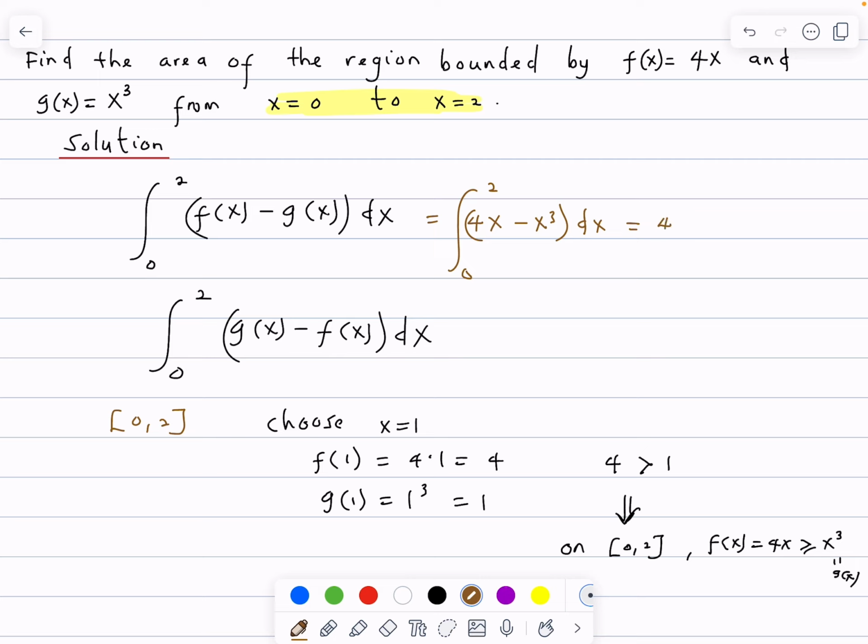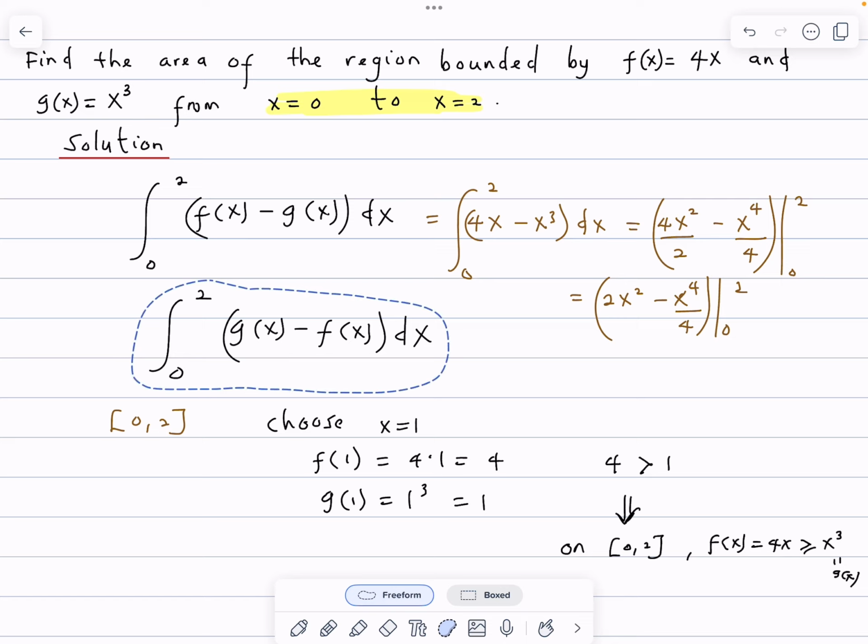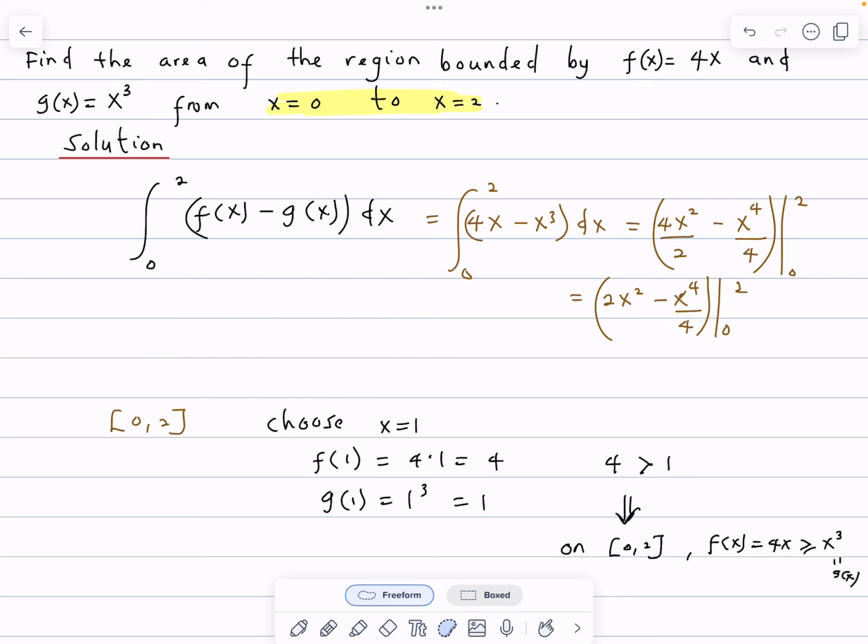So this is just going to be 4x squared divided by 2, minus the same thing for x cubed. If you integrate x cubed, you add 1 to the power and divide by the new power. Adding 1 to 3, you get 4, divided by 4, integrating from 0 to 2. So this is 2x squared minus x to the power of 4 divided by 4.